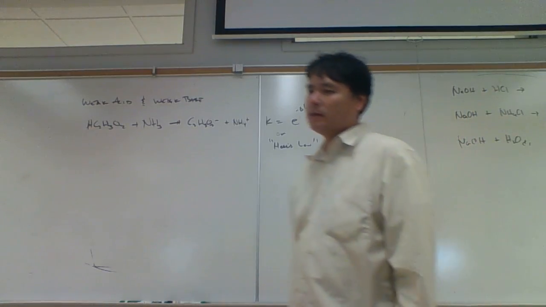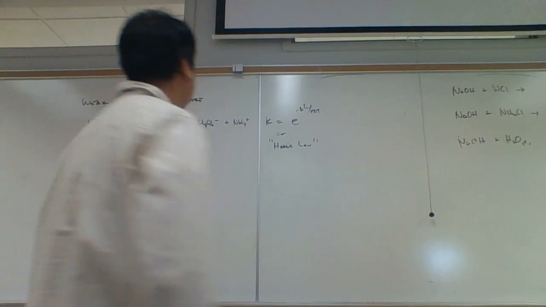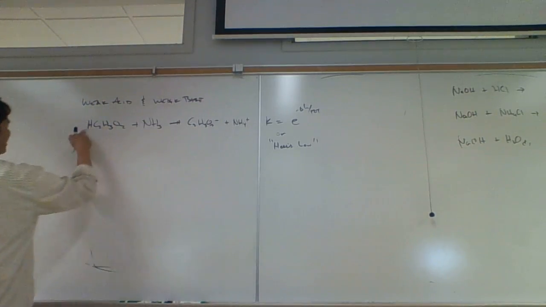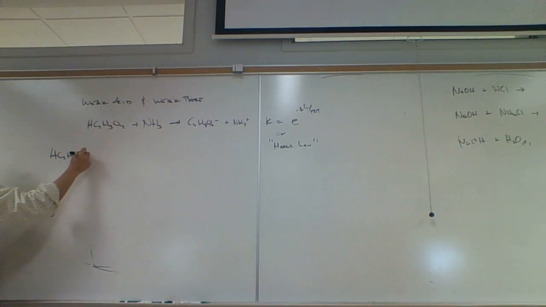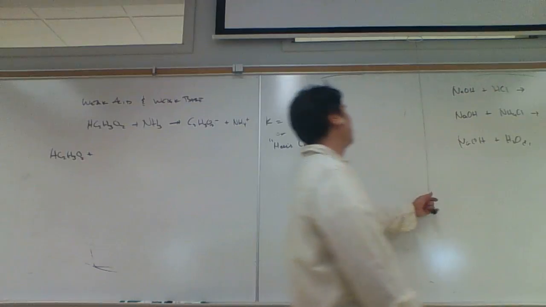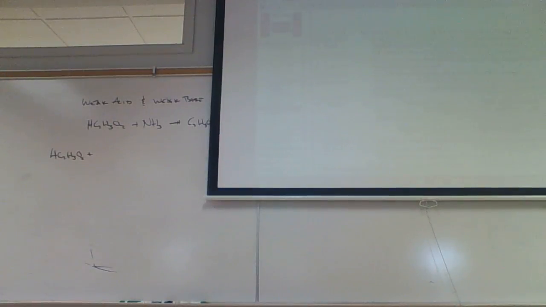So let's take a look at Appendix D really quick. Ka's. Ka's are in Appendix D. And so I have a Ka like this. And so let's look up the Ka value. Well, what is the Ka equation? Ka equation would be acetic acid plus what? Water.